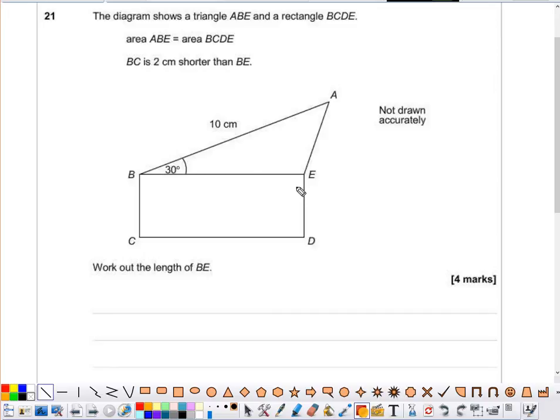We're going to have to deal with a lot of formulas here and trying to remember a lot of facts because this is a non-calculator paper. Let's take a note of some of the things that we're trying to work out here. We want to work out what BE is, but as we don't have a length for that, I'm going to call it X.